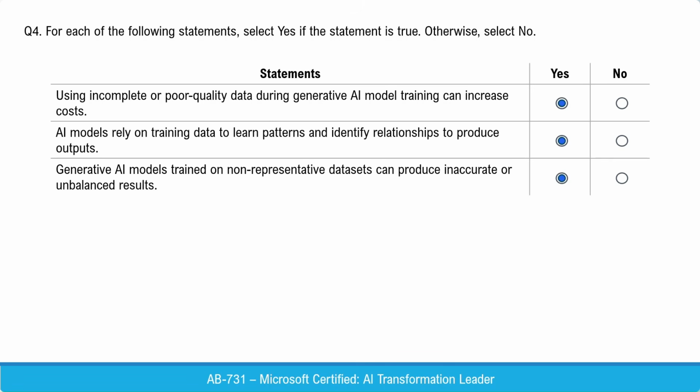Statement two: AI models depend entirely on training data. They learn patterns and relationships from the data and then use that learning to generate outputs. Without good data, the model cannot perform effectively.